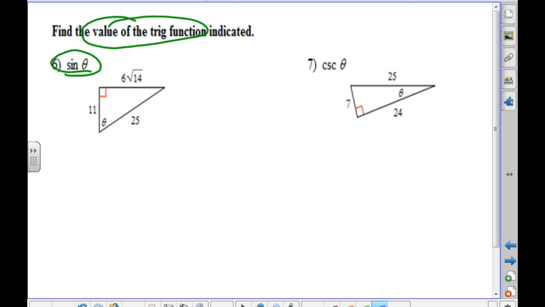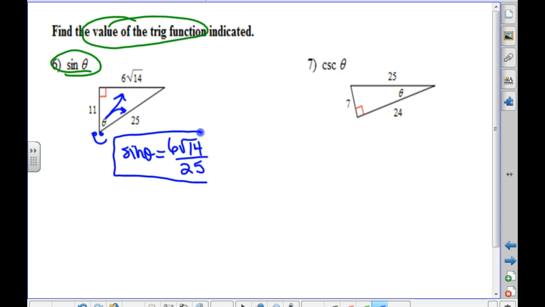The value of the sine says if I'm at theta over here, sine is opposite over hypotenuse, so I get 6 square roots of 14 over 25, and I am done. That one doesn't even reduce. Do you get what it's asking for, guys? Okay.